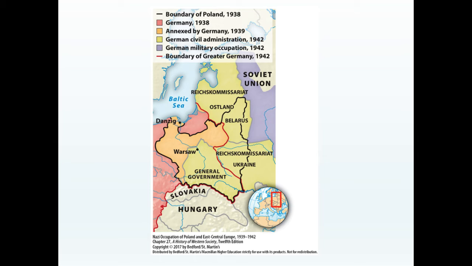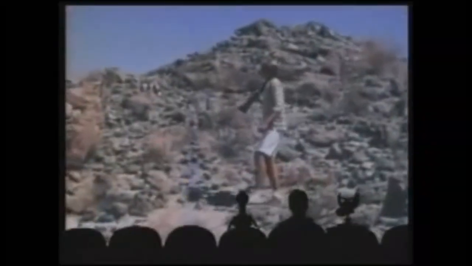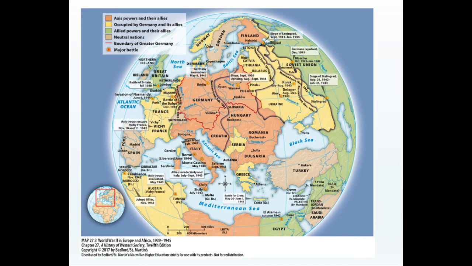Germany divided France into two parts. The German army occupied the north, and the southeast remained nominally independent under the aging Marshal Pétain, who formed the Vichy regime, which adopted many aspects of National Socialist ideology. To enrich Germany and support the war effort, occupied nations were forced to pay for the cost of the war and for the occupation itself.